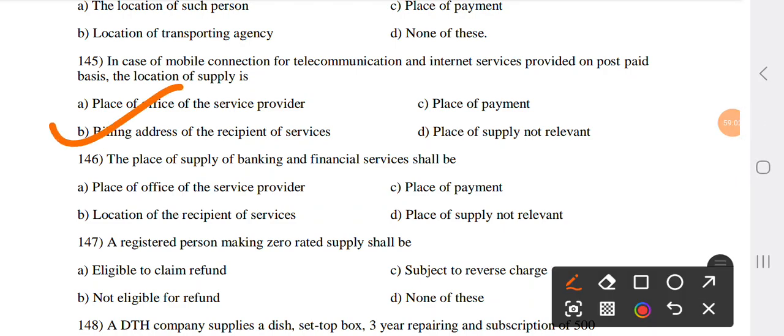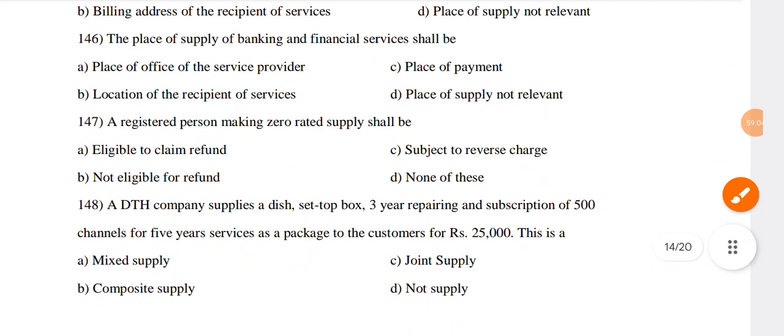Next question. The place of supply of banking and financial services shall be option A place of office of the service provider, B location of the recipient of services, C place of payment, and D place of supply not relevant. The correct option is B.